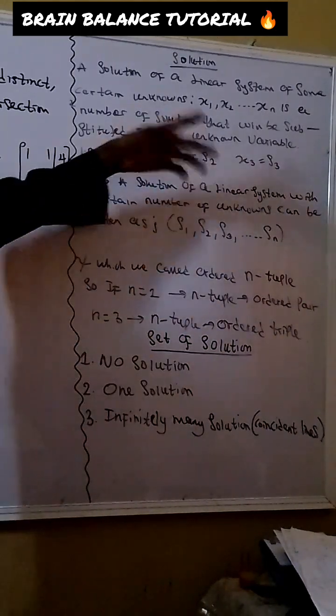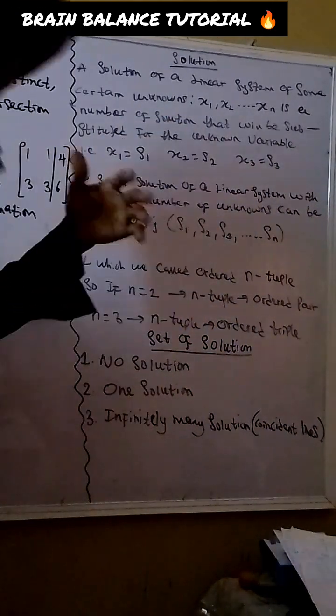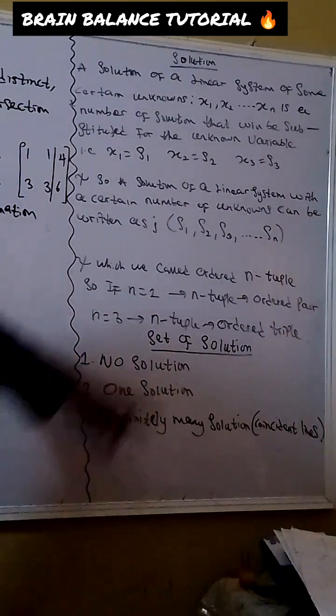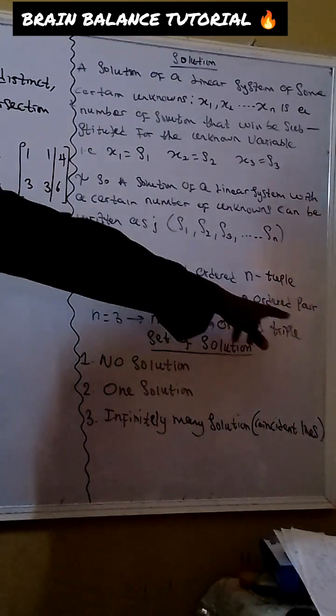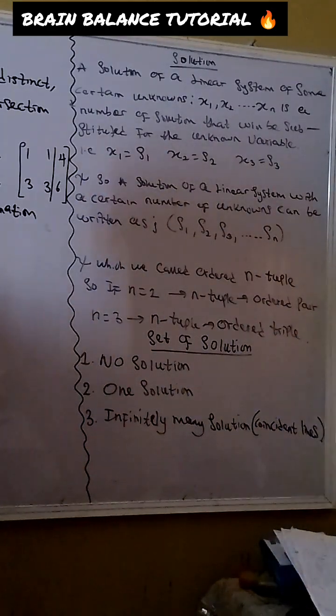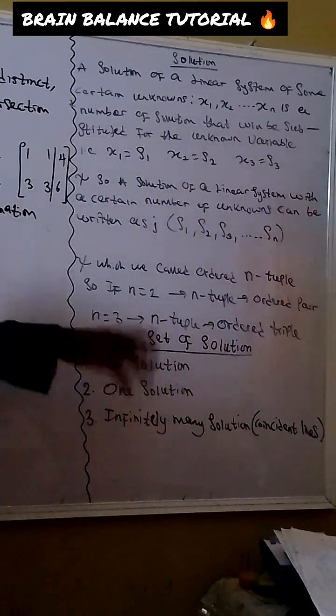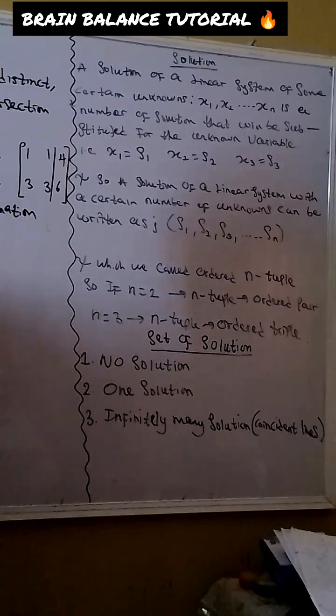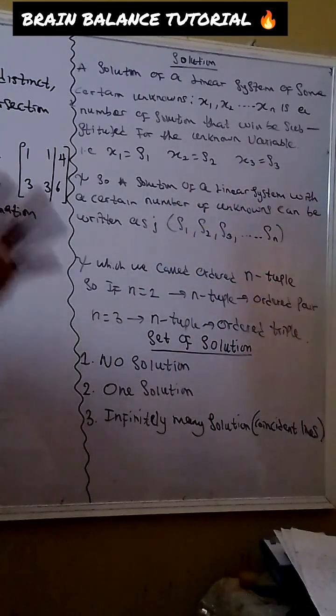That is, if the system of linear equations they gave you has n equal to 2, let's say equation 1, equation 2, in that point the n-tuple is what we call an ordered pair. And the moment n equals 3, the linear system is equation 1, equation 2, equation 3. In that point, we call it an ordered what? Triple, and many more.